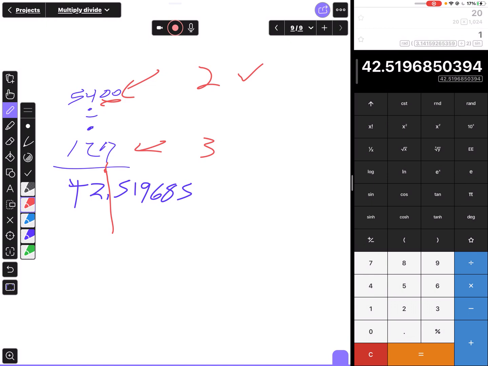The 42.5 or whatever, we round it up to 43 because the 5 would make the 2 round up. That would have two significant figures. That would be a good answer there.